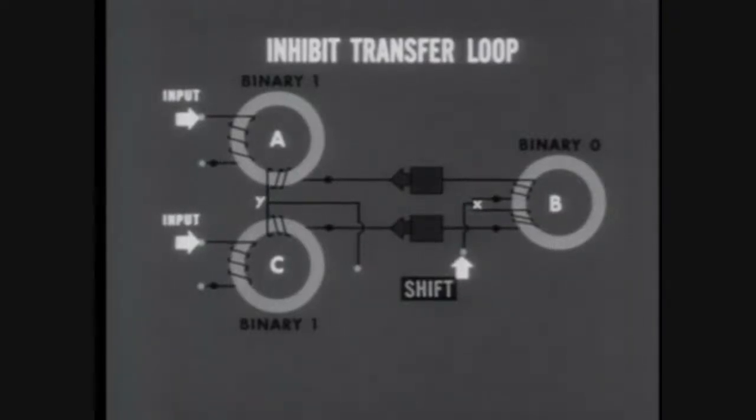Look at cores A and C. Both are at 1. In both, the magnetic flux is positive. Both output windings receive branch current on the same side, the dot side, and the windings themselves are identical. Consequently, the impedances are equal. If the impedances at core A and C are equal, the shift pulse will divide into equal branch currents.